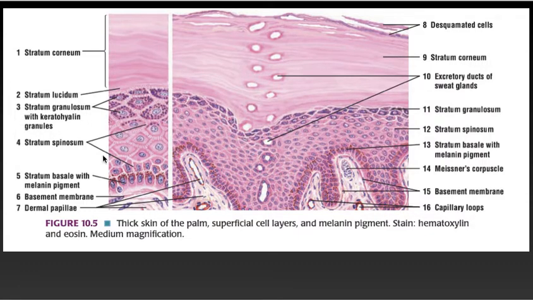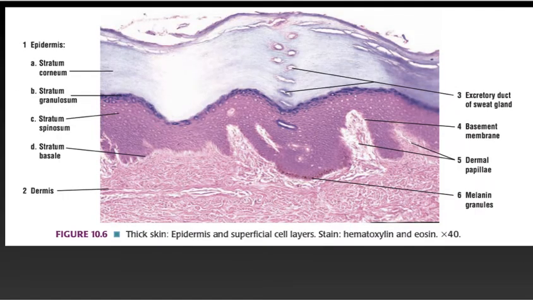Then we have the stratum spinosum, the stratum basale with the melanin pigment. You can see the brown pigment over here, resting on a basement membrane, and intervening are the tongue-like dermal papilla. Here, the dermal papilla, the same layers, along with the openings of the excretory duct of the sweat gland.